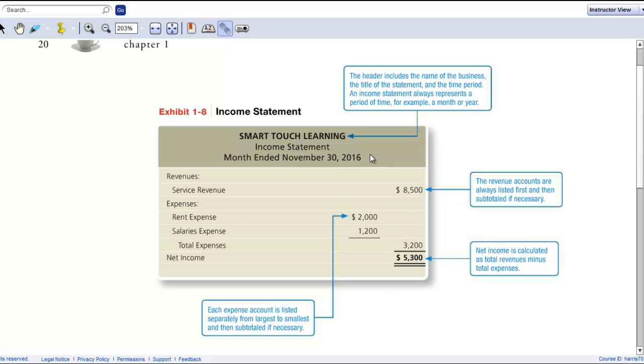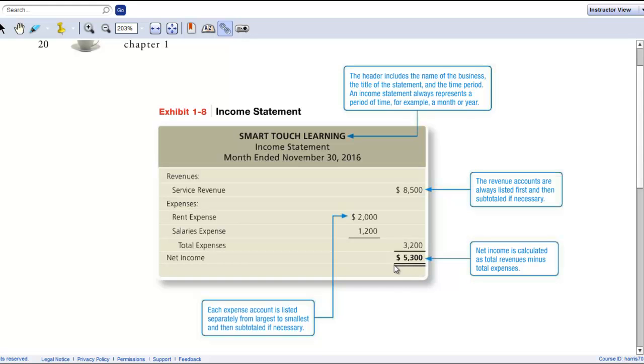We also need to have a proper heading on this that involves firstly the name of the company, the type of financial statement it is, and whether this is for one day, for a month, for a year, etc. Out of all of our sales, I guess we could think about it this way, our sales exceeded our expenses by $5,300.